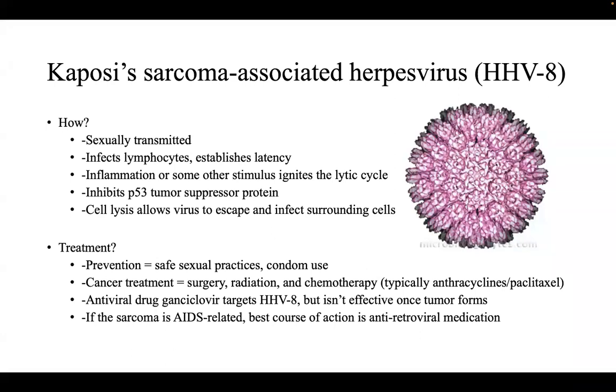What are some of the prevention strategies? Safe sexual practices. For treatment, when someone has already developed cancer, there's surgery, radiation, and chemo. But if someone was infected because they already had maybe HIV, then it's advisable to first treat the AIDS-related cause first.